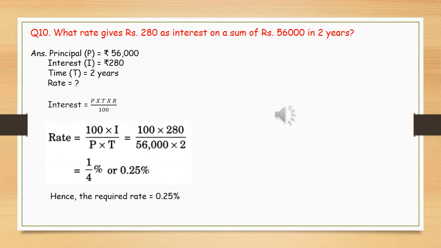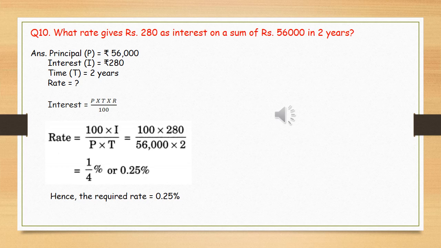Now we'll be solving question number 10. What rate gives rupees 280 as interest on a sum of rupees 56,000 in 2 years? Once again, we are writing down the given data. Principal P is equal to rupees 56,000, interest I is equal to rupees 280, time T is equal to 2 years, and we'll be calculating the rate.